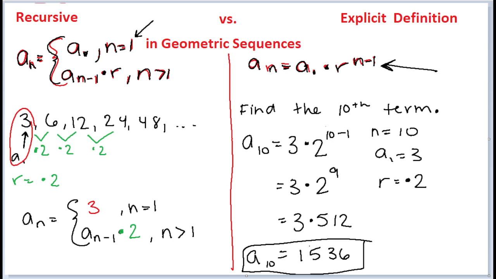Okay, again, the difference is in recursive, you are creating the general rule of how to list out the numbers. In explicit, you are going to use the formula to find a certain term in the sequence without having to list out the numbers. Okay, I hope this helps.